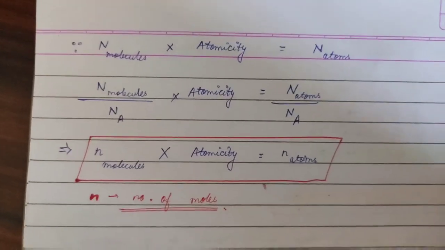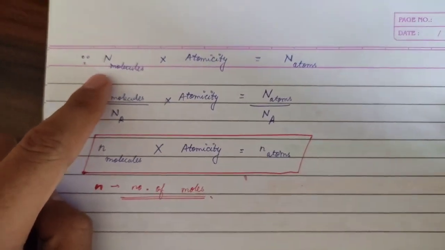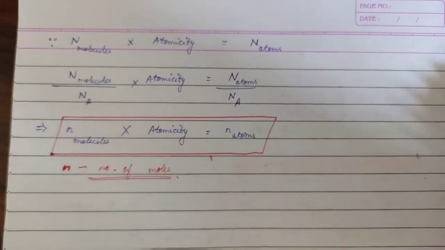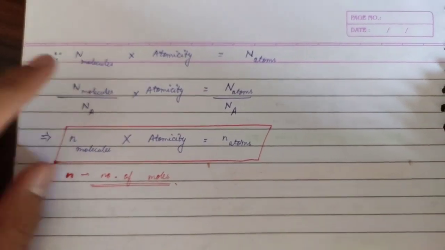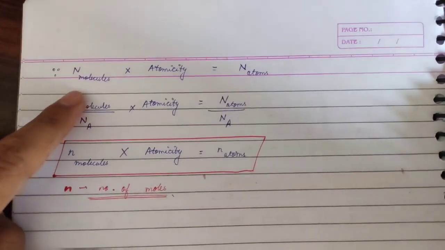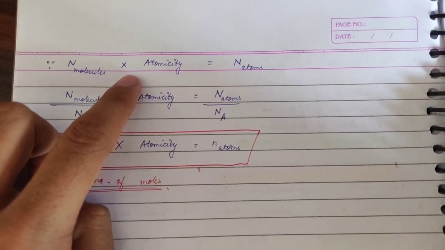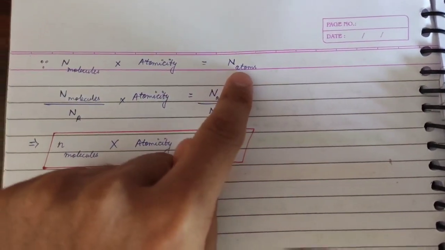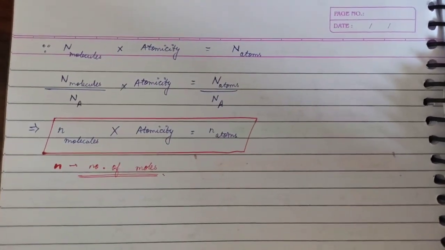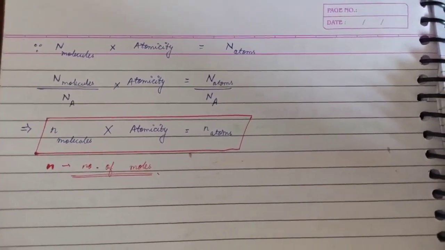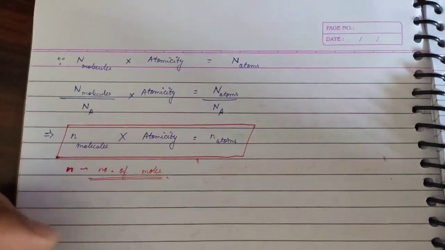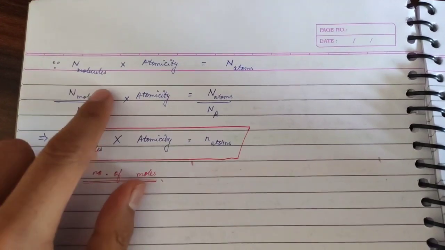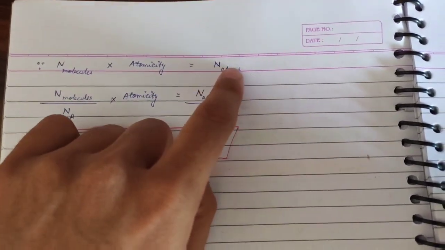Now this is an important formula. Number of molecules into atomicity gives us the number of atoms. For example, let us see NH3. There is one molecule, and what is the atomicity? 3. So 1 into 3 gives us 3. So there are 3 atoms. Let us consider one more example. Suppose 3 molecules of carbon dioxide. Carbon dioxide has how many atoms? 3 atoms, and 3 molecules of carbon dioxide. So 3 into 3 will give us 9.